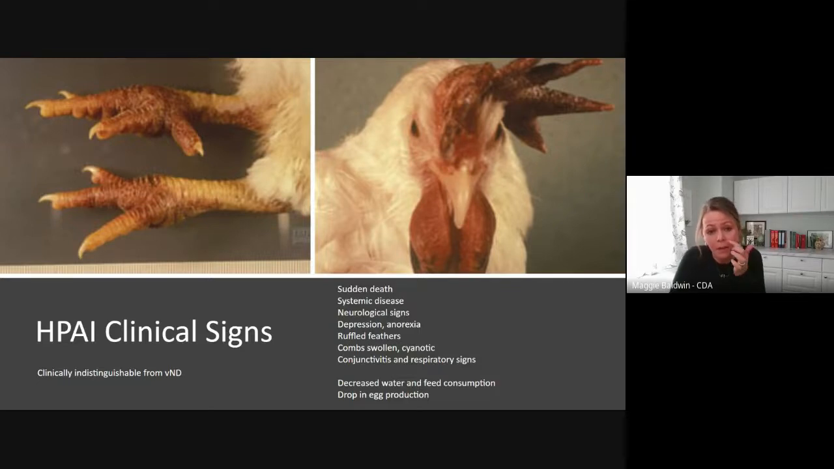The other things we'll talk about a little bit more at the end of the presentation, when we get a picture of what it's looking like right now in the outbreaks, is the production parameters to monitor. And HPAI, we can see decreased water and feed consumption. And in our commercial producers, commercial facilities that are monitoring those production parameters, it's really important to note decrease in both water and feed consumption, and then also a decrease in egg production.